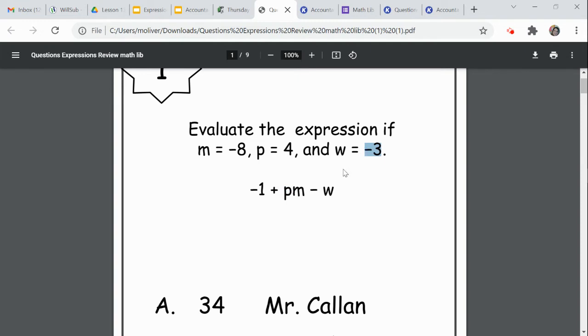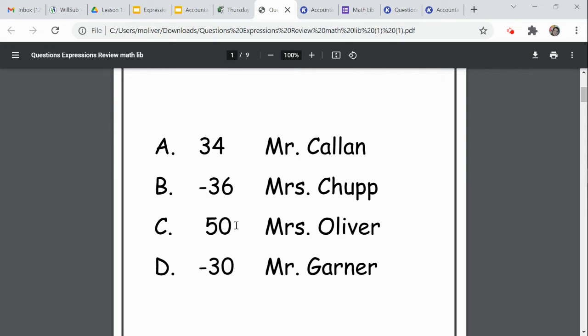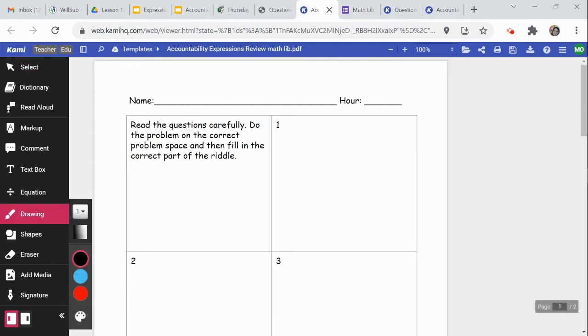Well, w is a negative number. So you're going to have to do your adding the opposite, keep, change right there. Okay, and then whatever you get for your answer, say we get 50 for our answer. That's not the answer. Okay, so then we see the word Mrs. Oliver. So on our accountability sheet, we do our work here. All right. So I work here.